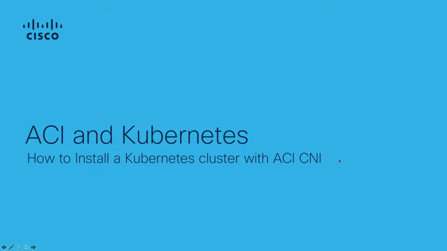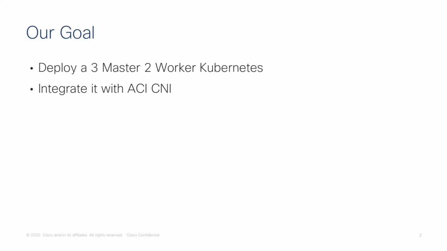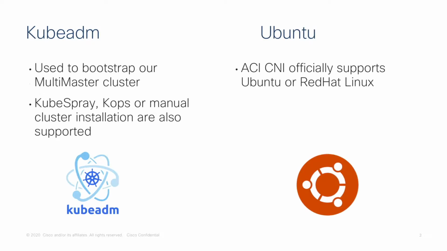Hello, fellow Kubernetes enthusiasts. In this video, we're going to focus on bootstrapping a new Kubernetes cluster with ACI CNI. Our cluster will be composed of 3 master and 2 worker virtual machines. To create our cluster, we're going to use Kubeadm for its bootstrap and Ubuntu as an operating system.